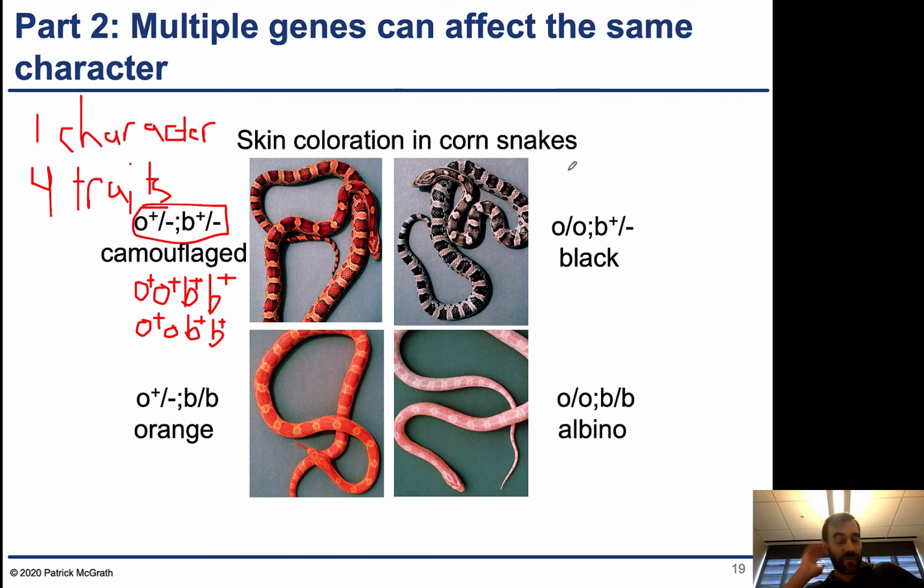In terms of the black color, you have to be homozygous recessive for the O gene, but then for the B gene, you just have to have, again, a single copy of the B plus allele. So it doesn't matter what this one is. In this case, there's 2 genotypes that would lead to a black color, a black trait. Orange, we flip that. As long as the B gene is homozygous recessive and the O gene has 1 dominant copy, then the color of the snake is orange. And then albino is a situation where you're homozygous recessive for both.